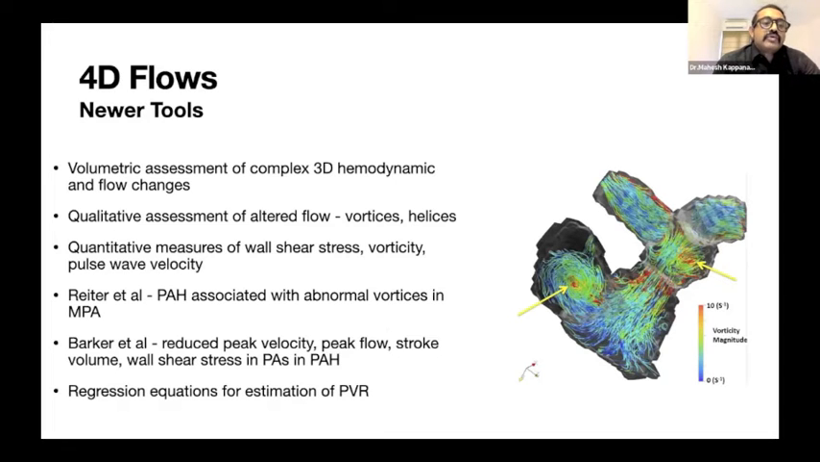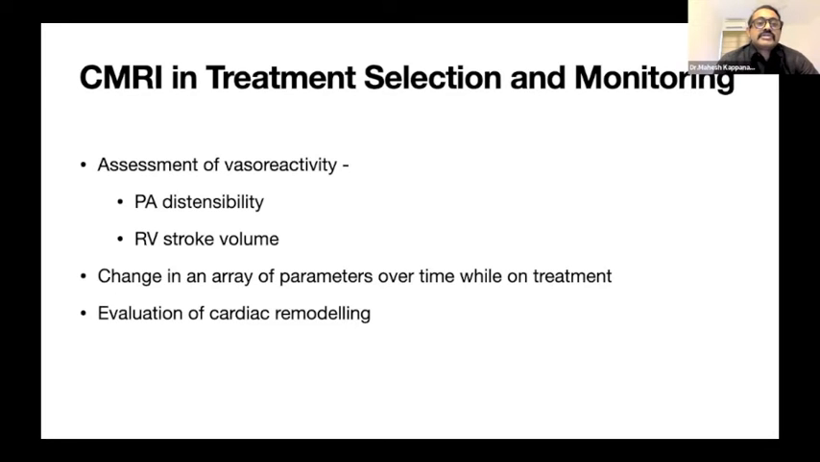Recent developments like 4D flows, which is a newer tool, allow for volumetric assessment of complex 3D hemodynamic and flow changes, and you can qualitatively assess the altered flow in the form of vortices and helices. You can quantitatively measure wall shear stress, vorticity, and pulse velocity. And pulmonary artery hypertension has been found to be associated with abnormal vortices. And various regression equations have been formulated, which are based upon all of this information in estimating pulmonary vascular resistances.